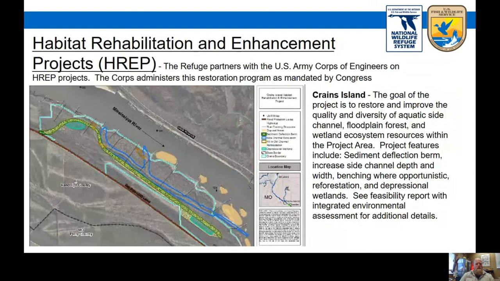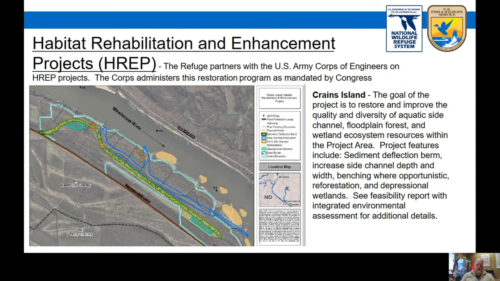And last but not least, our partner restoration efforts. The Refuge partners with the Army Corps of Engineers on HREP projects, or Habitat Rehabilitation and Enhancement projects. The Corps administers this restoration program as mandated by Congress. The Cranes Island project is a multi-million-dollar project underway that includes side channel restoration and tree plantings in old fields, as well as a forest-related fine textured soil building strategy called a sediment deflection berm, seen in the map to your left as the green line.